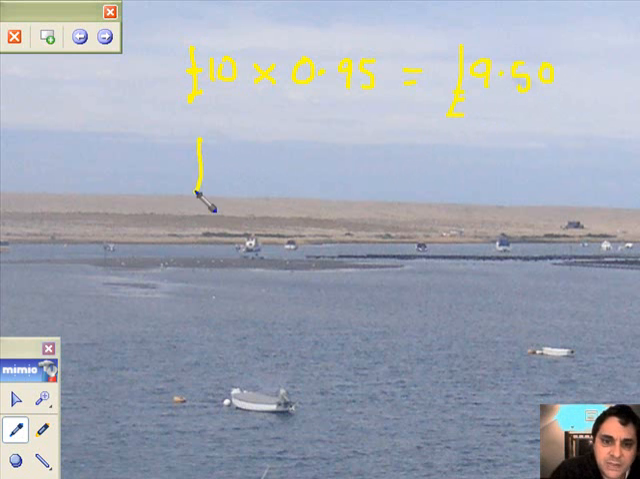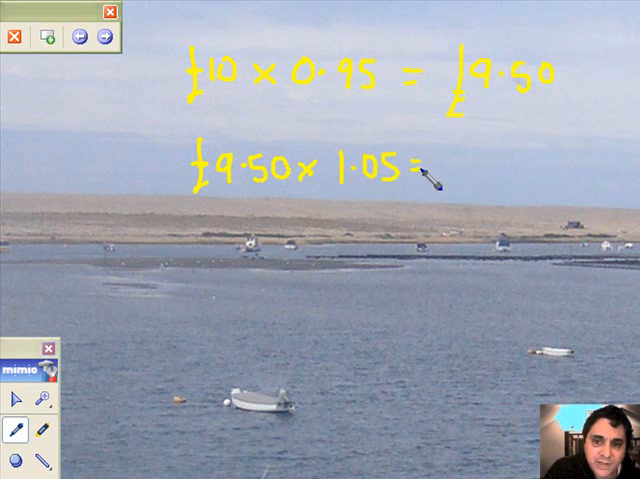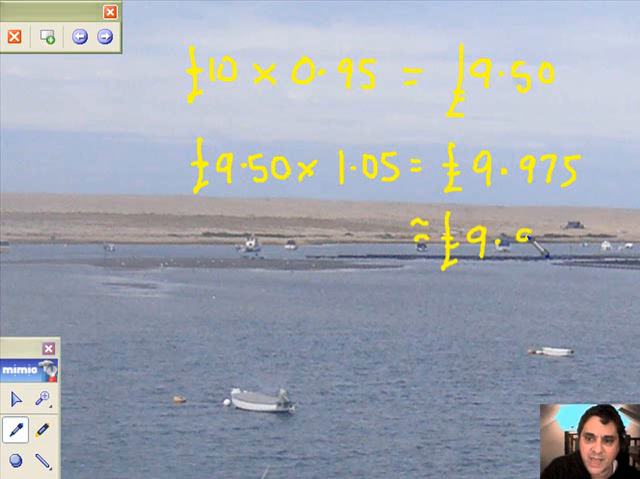Well, let's take a look. So I've now got £9.50, got a discount, and now I want to add on 5%. So I'll multiply by 1.05. Let's see what we get, shall we? So £9.50 multiplied by 1.05, that's adding the 5% on, and the zoo will charge 9.975. In other words, approximately £9.98. Is it the same?